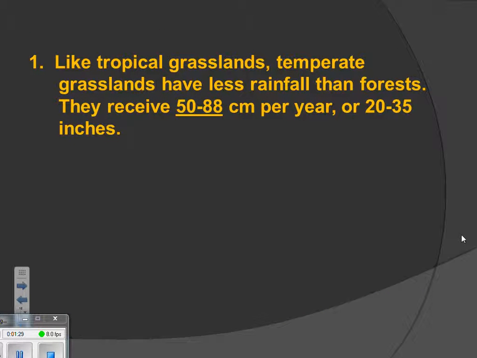Number 1. Like tropical grasslands, temperate grasslands have less rainfall than forests. They receive 50 to 88 centimeters per year, or 20 to 35 inches. Now, notice that 35 inches right there is right at the lower range of what's required to support a tree. And so if you do have a grassland that is right at that amount, then they will occasionally have some trees, but usually you're not going to get a big stand of forest like you do when you've got more rainfall than that.